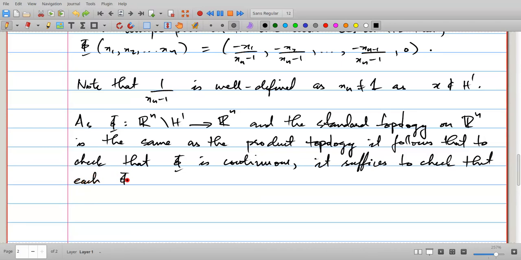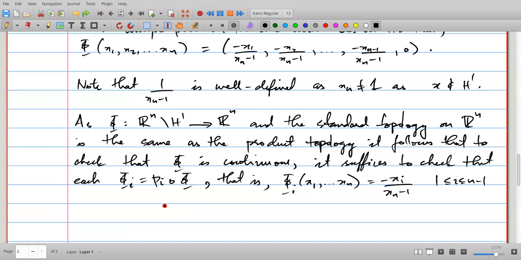each phi i, which is defined as pi i composed with phi, so that phi i of x is just the ith coordinate xi upon xn minus 1 for i lying between 1 and n minus 1, and phi n of x1, x2 up to xn is 0. So we have to check that each of these phi i's is continuous.